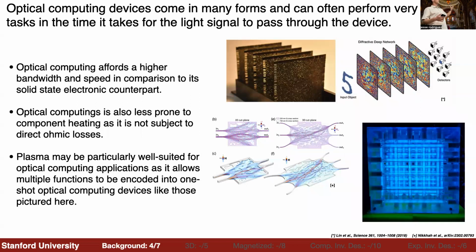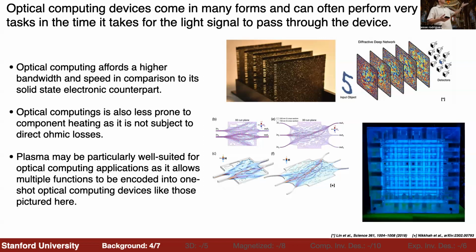So optical computing devices come in many forms, and they can often perform very complex tasks in the time it takes for a light signal to pass through the device. So I've given a couple of different examples of one-shot computing devices, is what I'll call them, on this slide. So on the top right, that's what's called a diffractive deep optical neural network. And essentially what happens there is you send in a spatial distribution of light, in this case, a handwritten digit, and then all those complex dielectric layers that are printed out or created via lithography or some methodology redirect that light to a detector that tells you, hey, this is a 5.